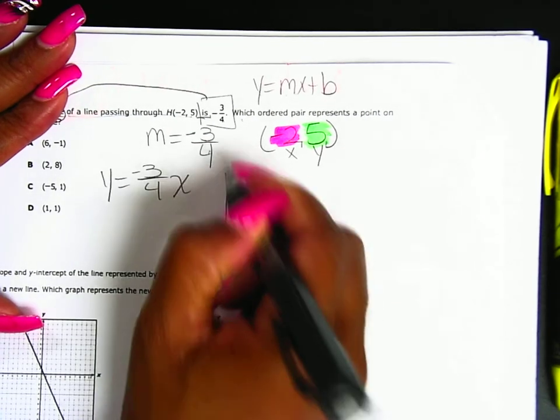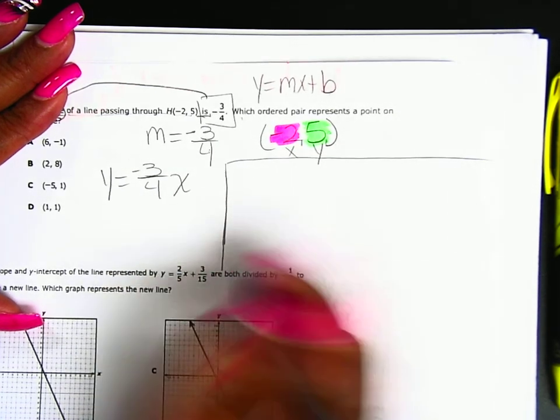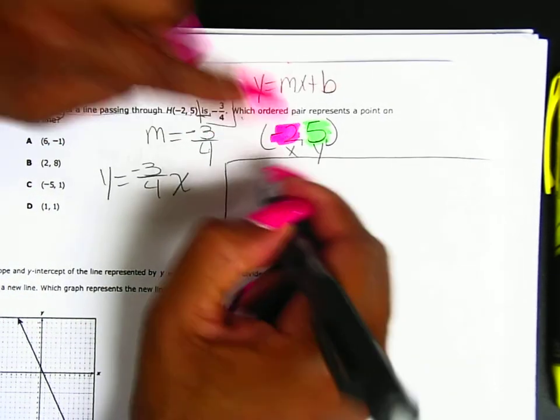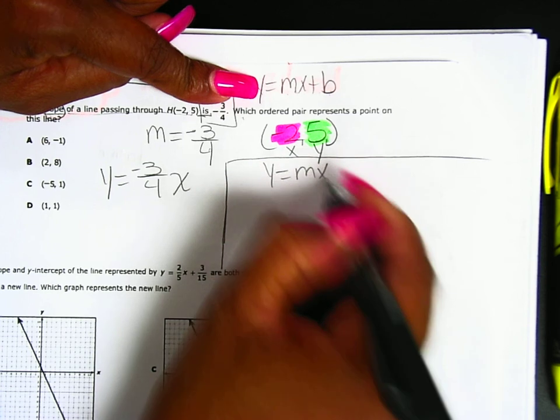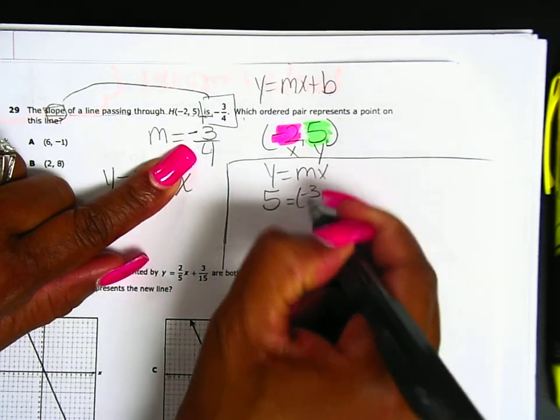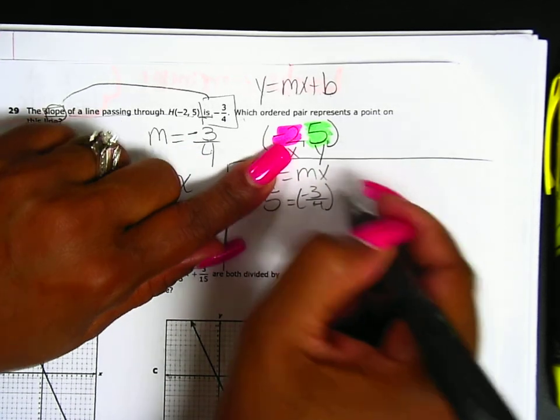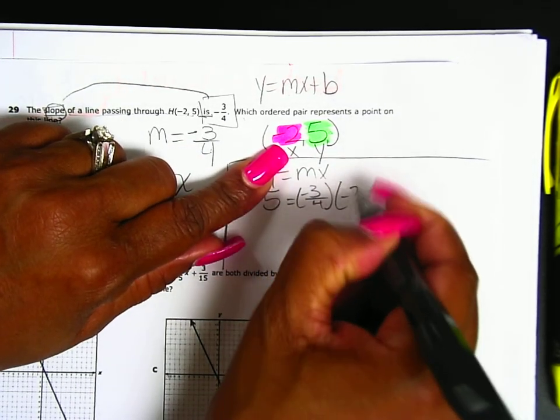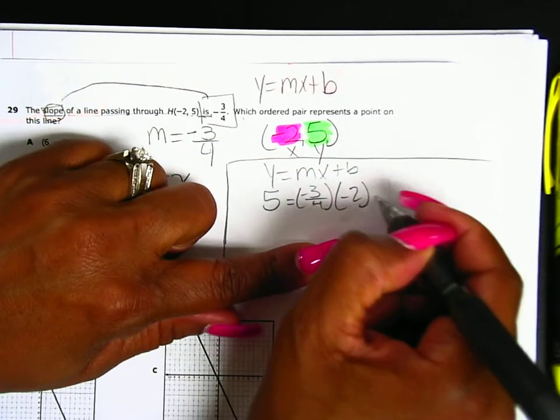So what I would do, I would say, hold up. Y is 5. The slope is negative 3/4. X, they told me, was negative 2. B, I don't know.